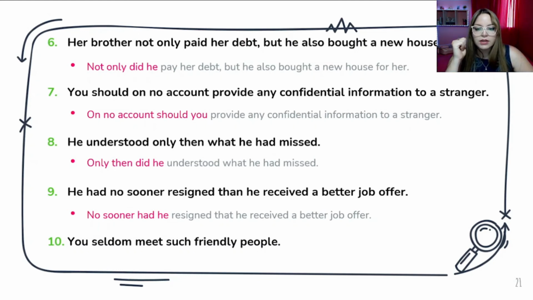You seldom meet such friendly people. How is the inversion for this sentence? Well, seldom do you meet such friendly people.